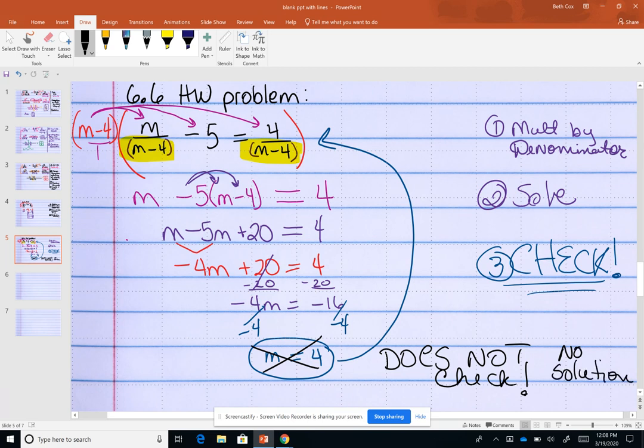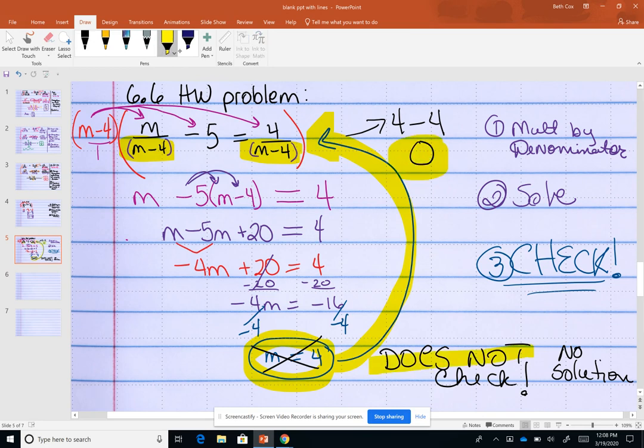All right, now let me go over it again. When I put that into just the denominator, I have 4 minus 4, and that's 0. And you can't do that. That is a no-no. Does not check.